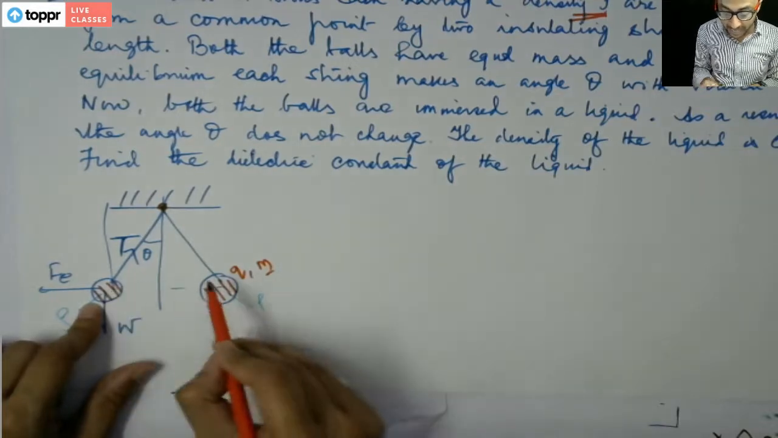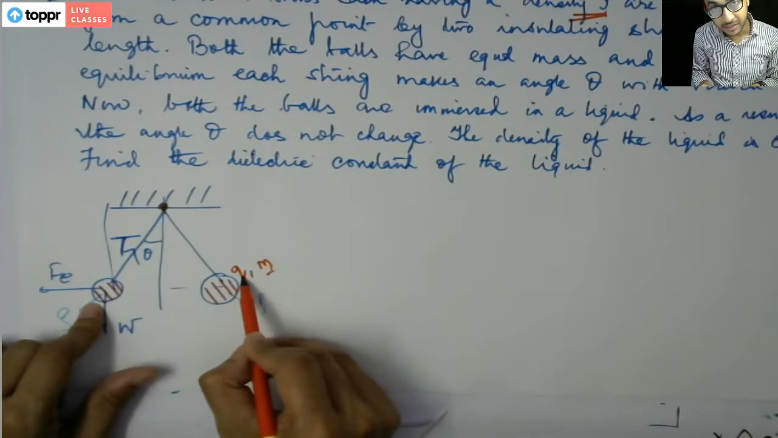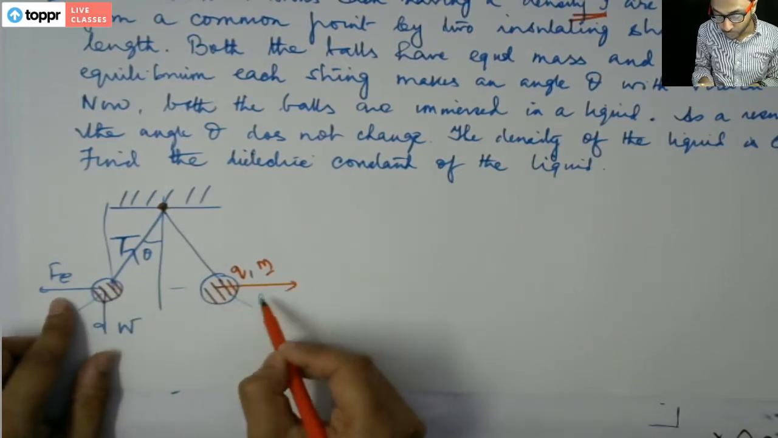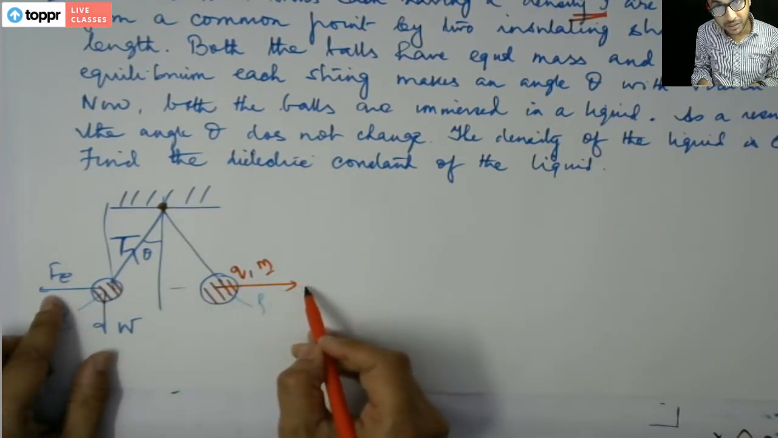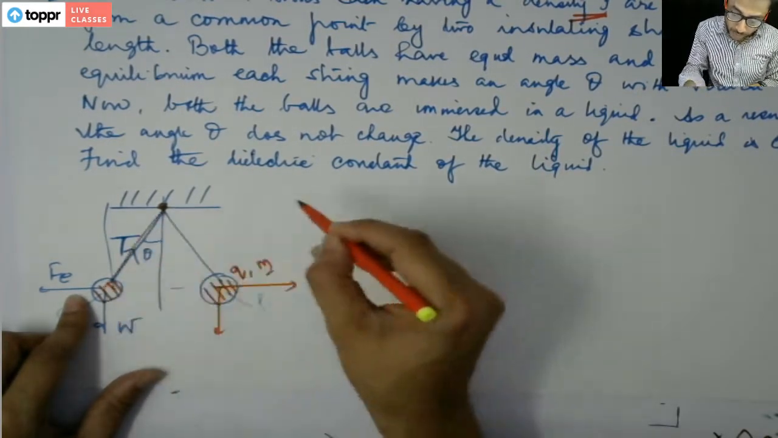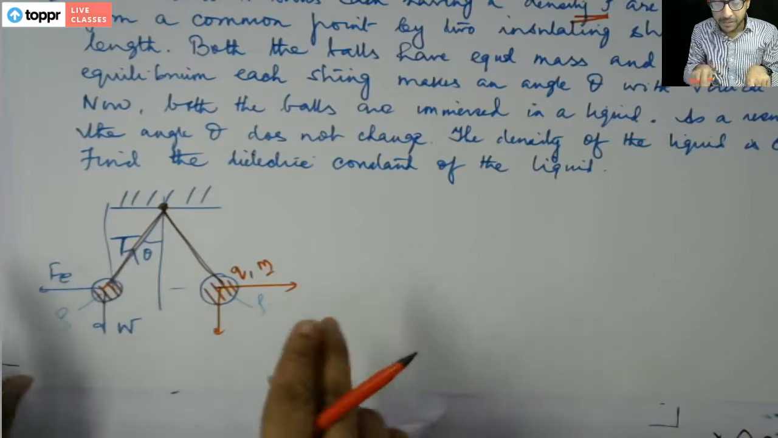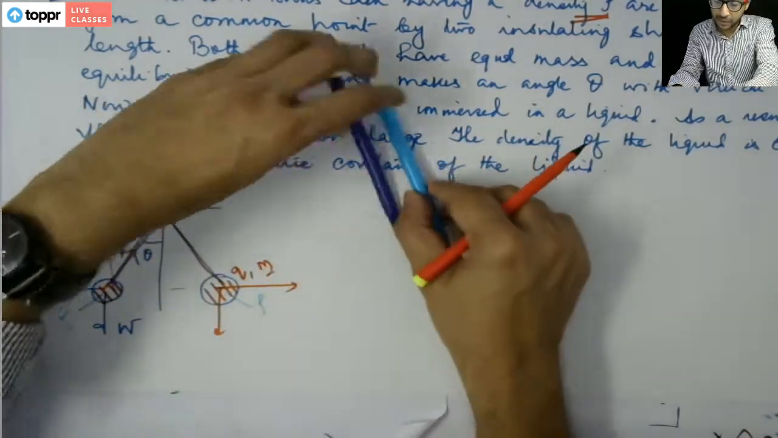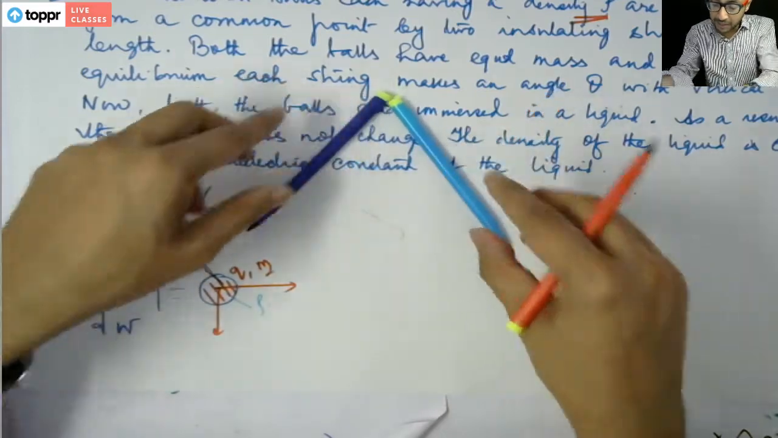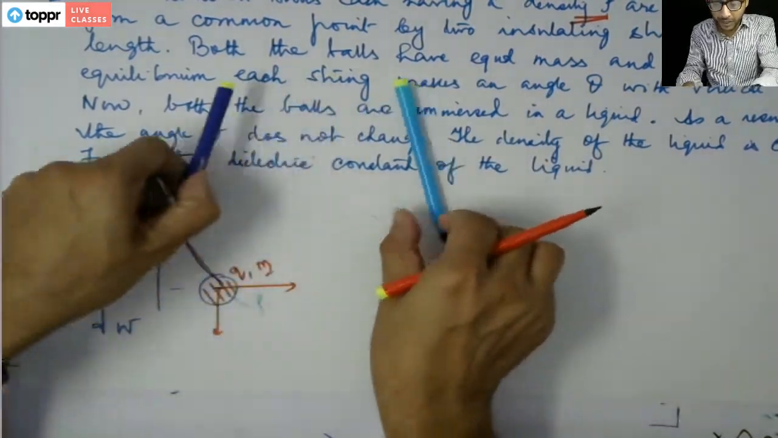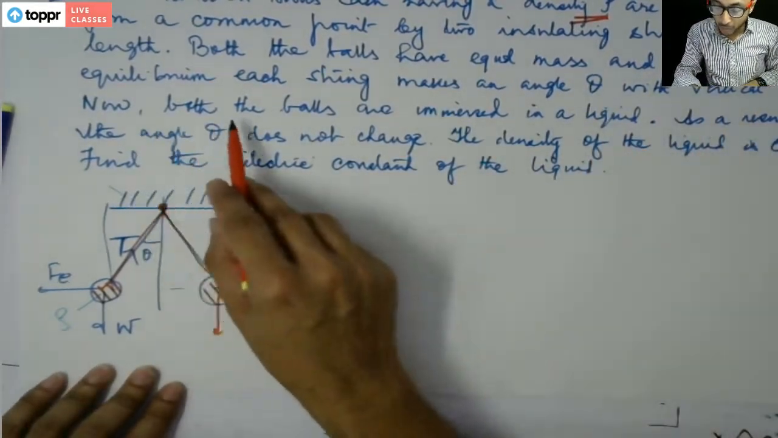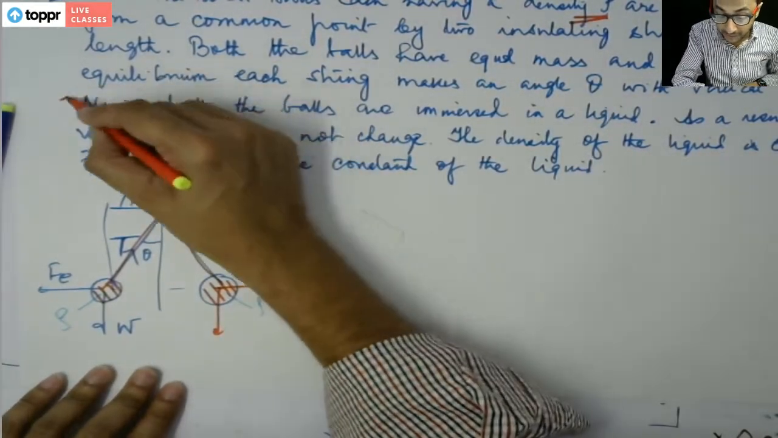So what will happen? As they have the same charge, they will repel one another. The force of repulsion is in the horizontal direction, but the weight is in the vertical direction. So finally what will happen? The strings will be separated. Suppose these are the two strings. They are the balls. If they are repelled, they will finally stand like this in equilibrium. Right? This angle is theta. Okay. Now both the balls, now it is very interesting.